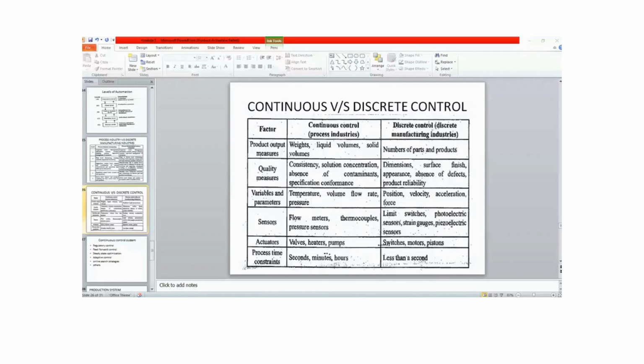Now the first factor is product output measures. As I said, process industry and discrete manufacturing industry, in that itself we are considering what are the factors. Now seeing these factors, can you tell me what is the difference?